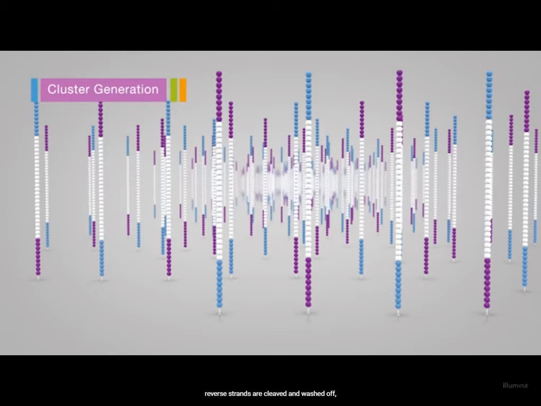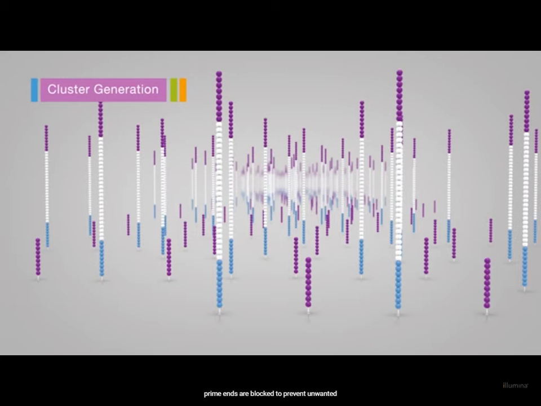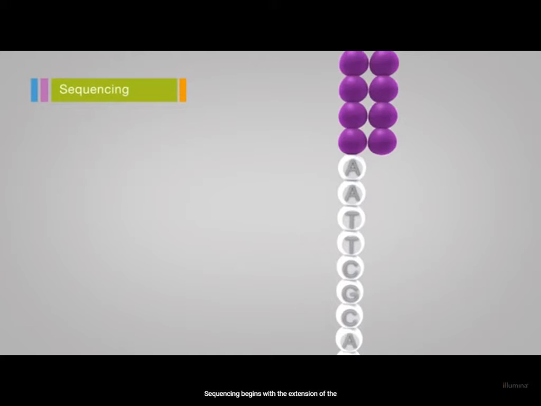Okay, so now we've got single-stranded DNA that's affixed to the surface with many, many copies of that particular sequence, all on the spot. How do we sequence? Well, we're going to incorporate complementary bases.